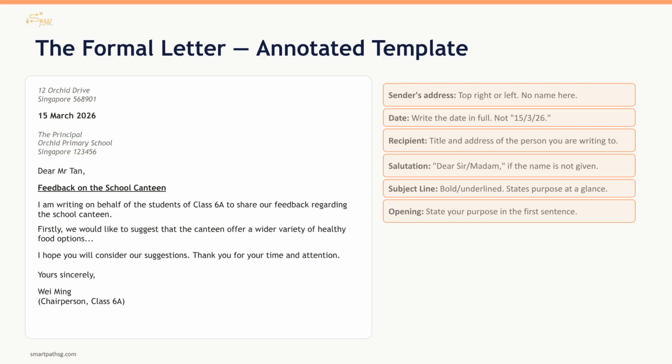Now for the letter's content. The opening is vital. State your purpose in the very first sentence. For example, "I am writing on behalf of the students." The main body should dedicate 1 paragraph to each content point you need to cover, and use signposting words like "firstly" to guide the reader.